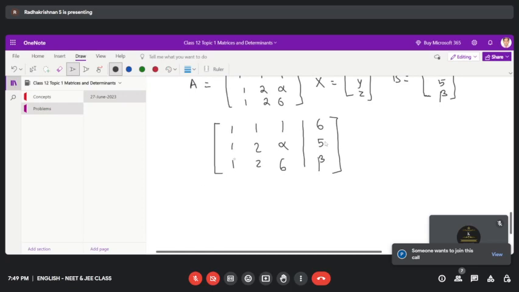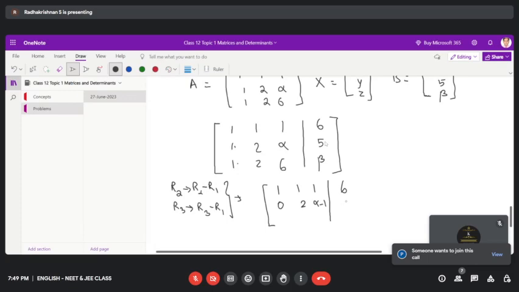So how can we make this 0 and this 0? This is your R1, R2, R3. What transformation will you do? R2 minus R1, sir. Very good. R2 changes to R2 minus R1, and R3 minus R1. When you do these transformations, what will you get? R1 doesn't change. R2: 1 minus 1 is 0, 2 minus 1 is 1, alpha minus 1. R2 minus R1, right?